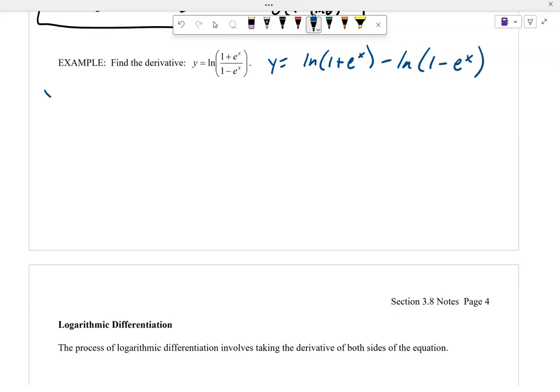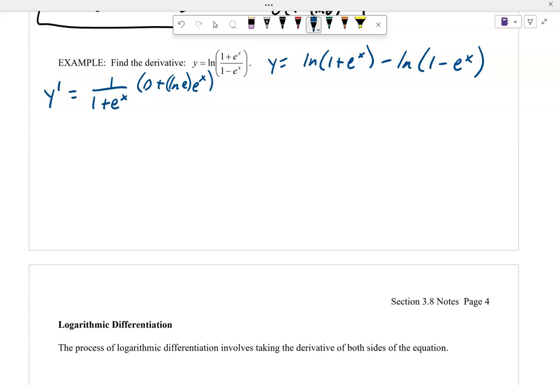And now I'm going to go ahead and take the derivative. So derivative of the natural log, 1 over that. Then I'm going to take the derivative of 1 plus e to the x. Well, the derivative of 1 is 0 plus derivative of e to the x is ln of e, which of course is just 1, times e to the x.